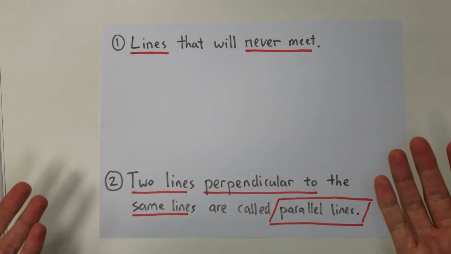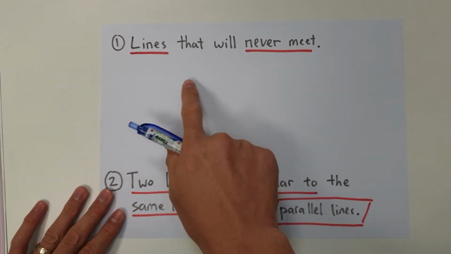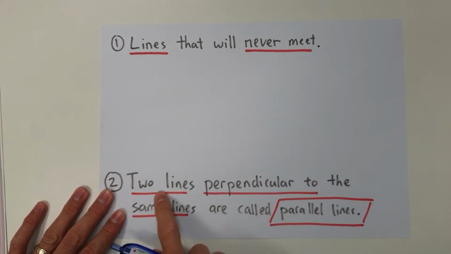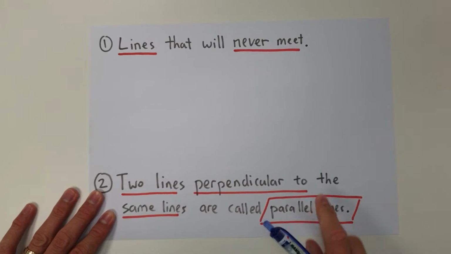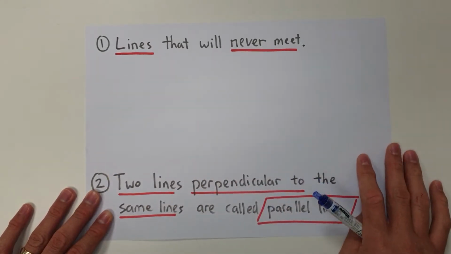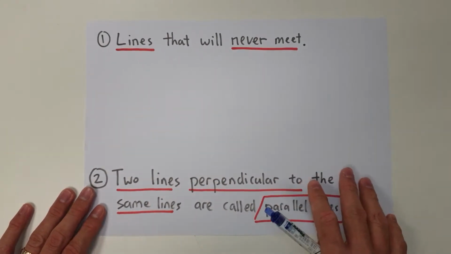What are parallel lines? They are lines that will never meet. Two lines perpendicular to the same lines are called parallel lines. So, what does all this mean? Let me explain with an analogy of the road.